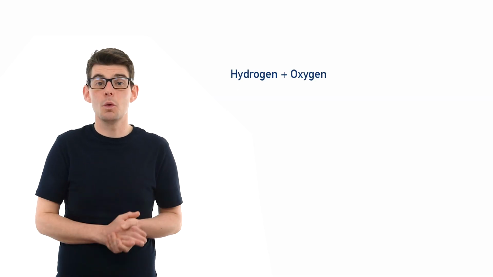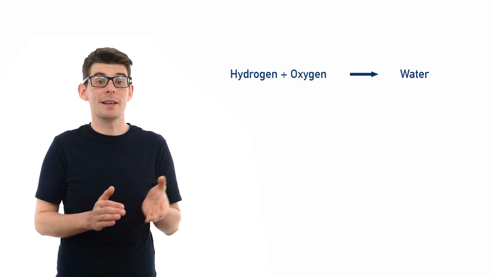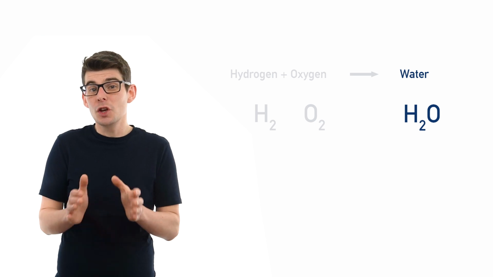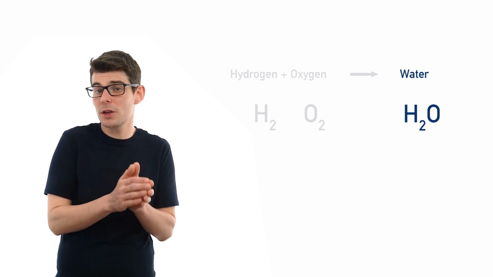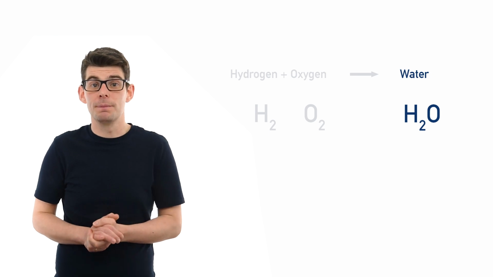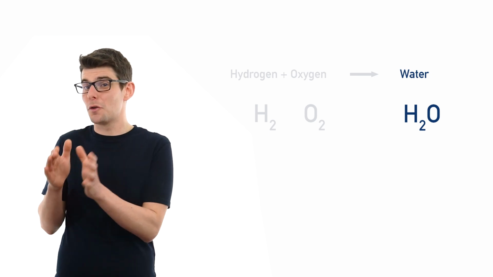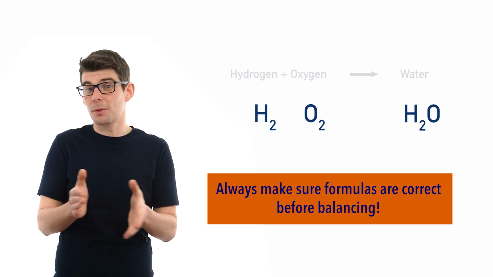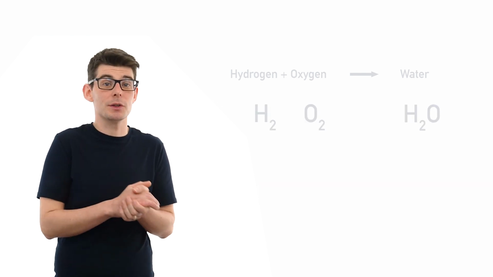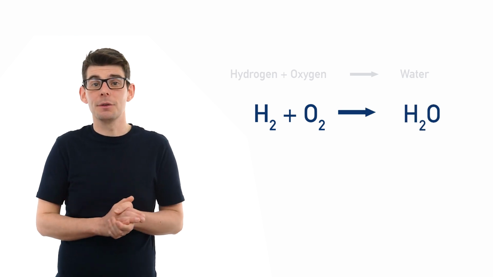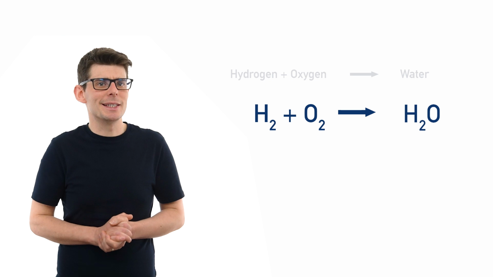For example, hydrogen gas reacts with oxygen to form water. The formula for hydrogen is H2, oxygen O2 and water H2O. Note, it's impossible to balance equations if you don't know the correct formulas of everything involved in the reaction. So always make sure you've got your formulas correct before you try balancing. For our example here then, H2 plus O2 equals H2O. The problem is this isn't currently balanced, so how can we balance it up?